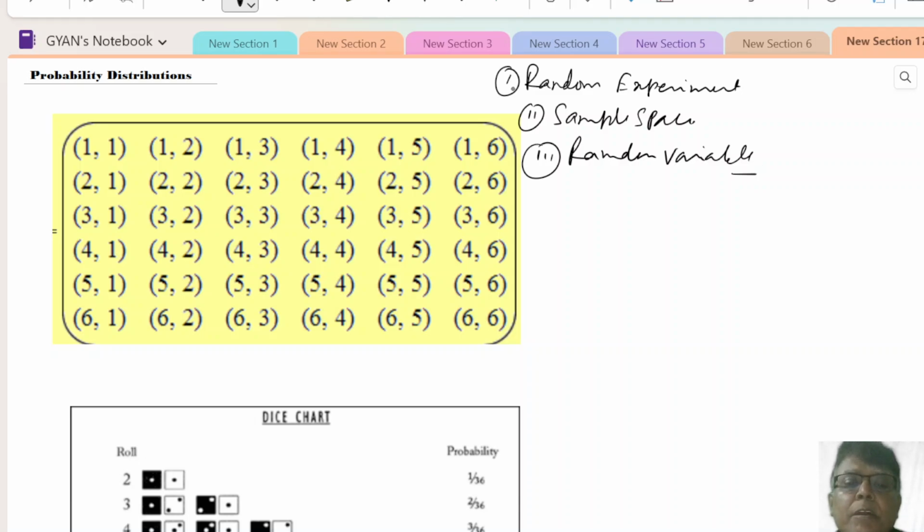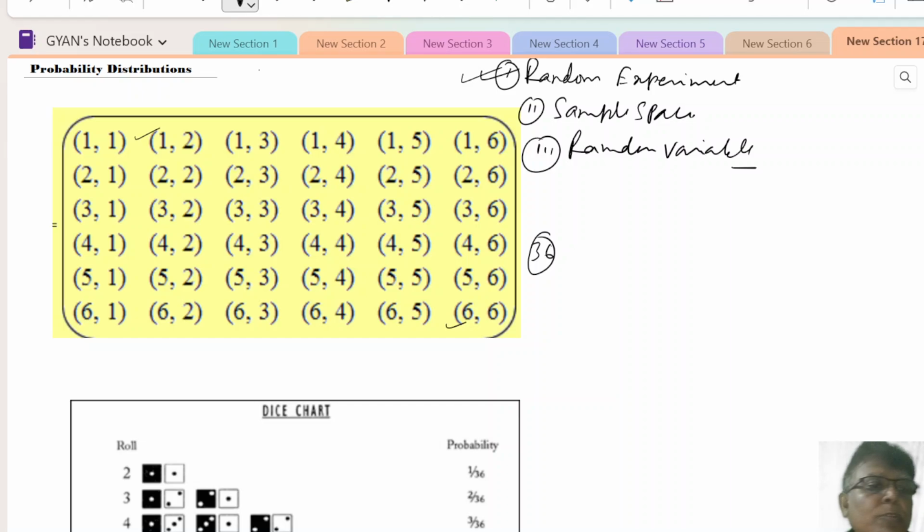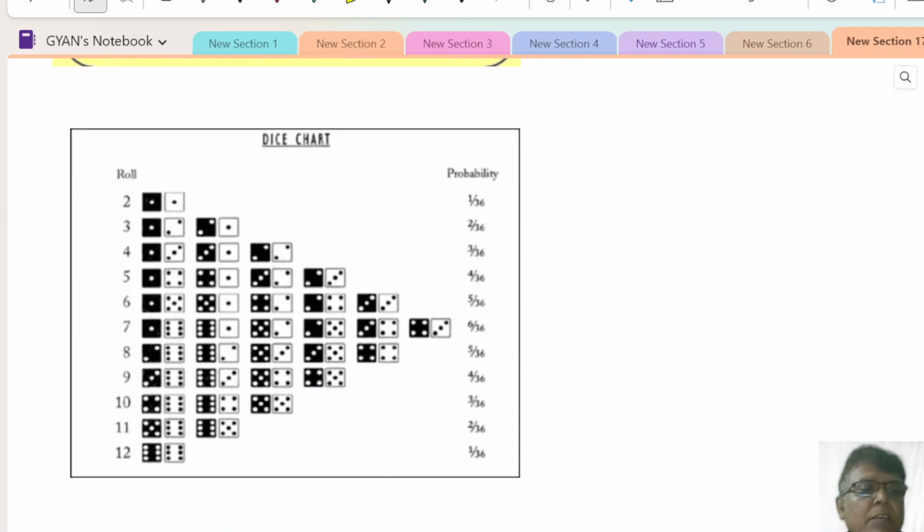Some random experiments you already know, like suppose two dice are thrown. So what is the possible outcome? If a dice is thrown, that is called a random experiment. If two dice are thrown, then what will the possible outcomes be? All 36 will be the possible outcomes. If you distribute the 36 outcomes in such a way that you add both values and get a sum, that is called the sample space.